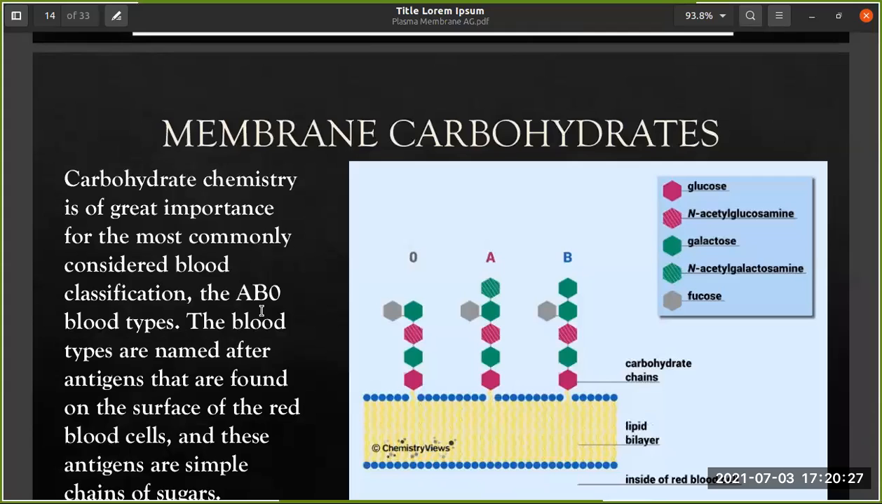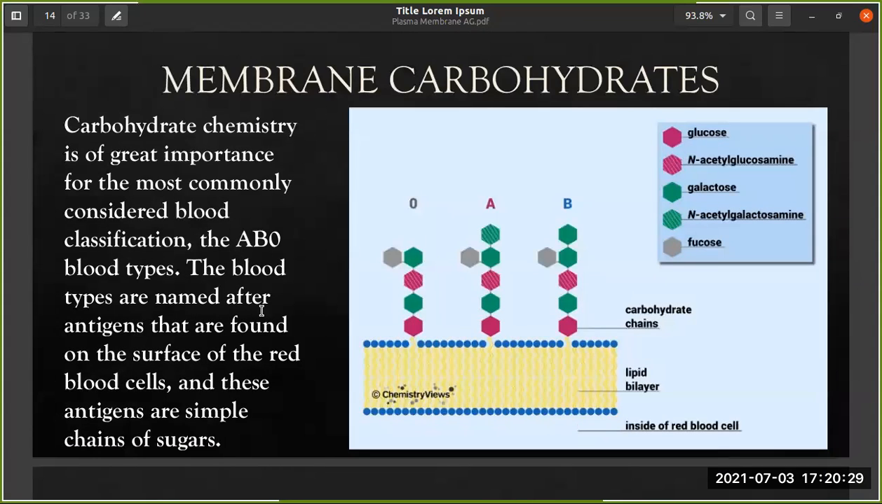Then we talk about membrane carbohydrates. The most important membrane carbohydrates are the blood group A, B, and O. Why is some blood group O? Because blood group O has this particular carbohydrate attached on the membrane surface. Blood group A has these carbohydrates attached, and blood group B has these carbohydrates attached. You can measure like this. So they are very important in saying which blood group is which. The membrane carbohydrate decides whether the blood group is A or B or O.